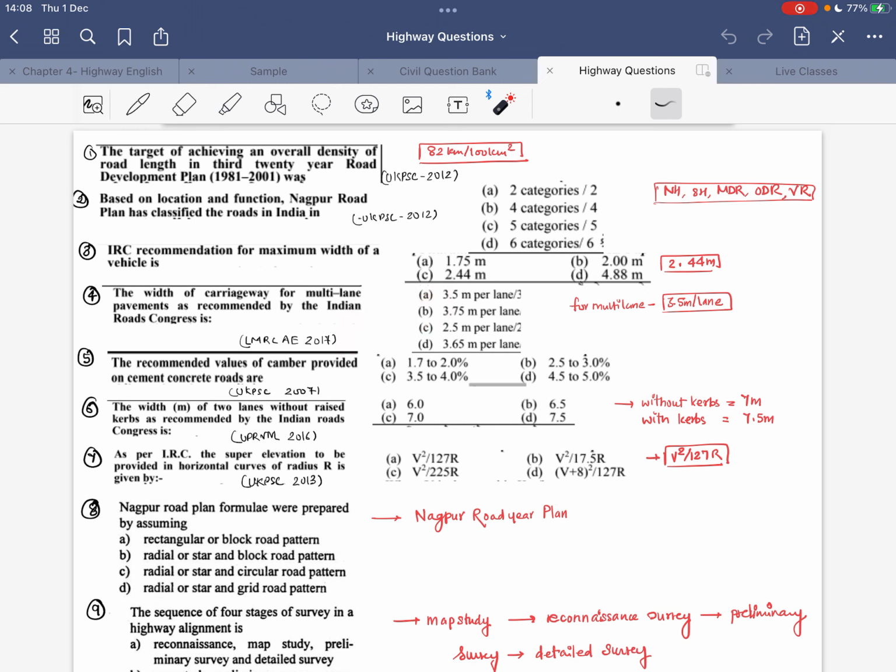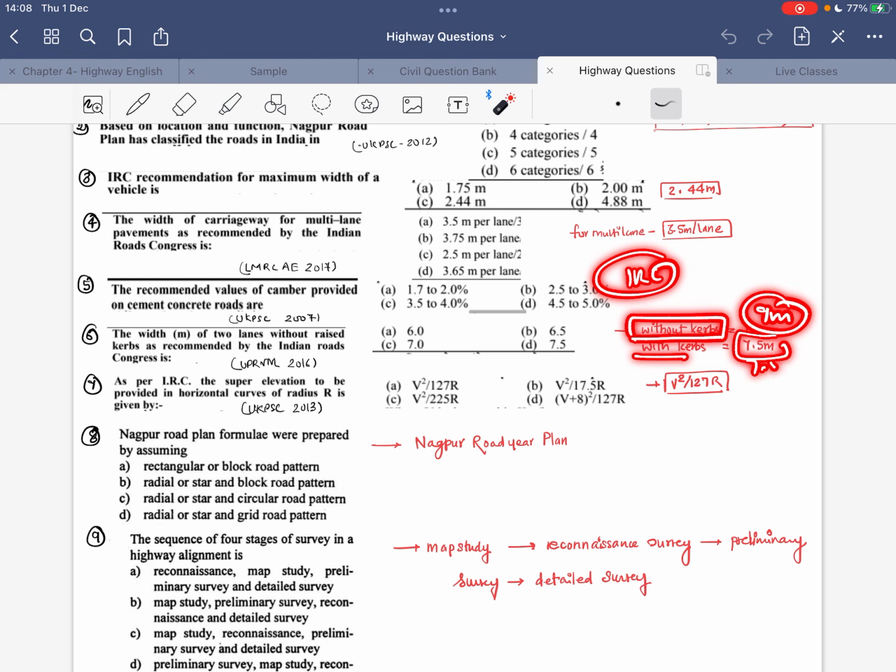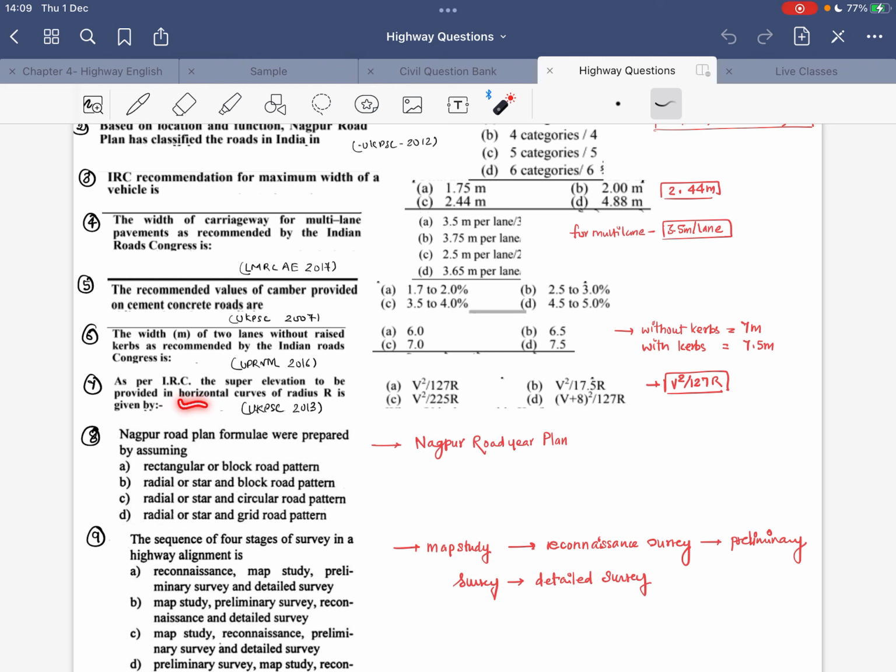The recommended values of camber provided on cement concrete roads, this we will be covering in module number 2, that is geometric design of highway. Though I have posted it here, when we cover module 2, we will get back to this numerical. The width of a two lane road as recommended by the Indian Roads Congress is 7 meter without curbs, and with curbs it is 7.5 meter.